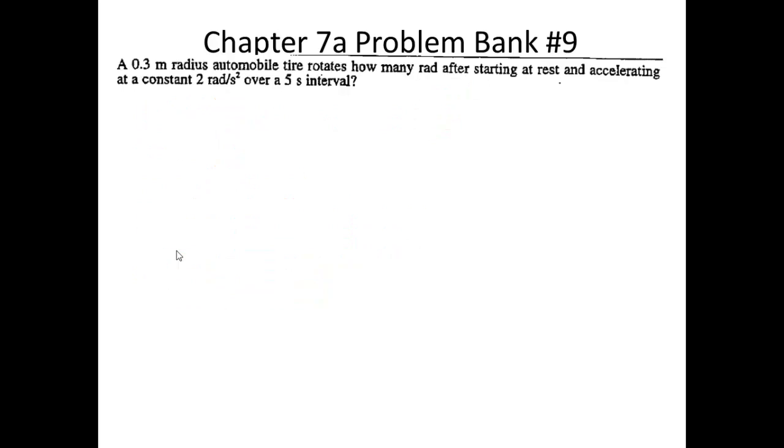Number 9, a 3-meter radius automobile tire rotates how many radians after starting at rest and accelerating at a constant 2 radians per second squared over a 5-second interval? So we are given a radius equal to 0.3 meters.